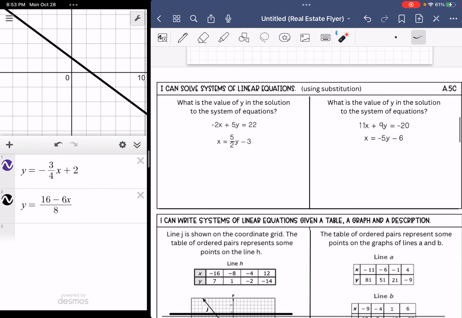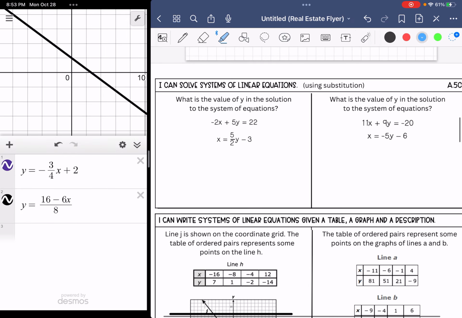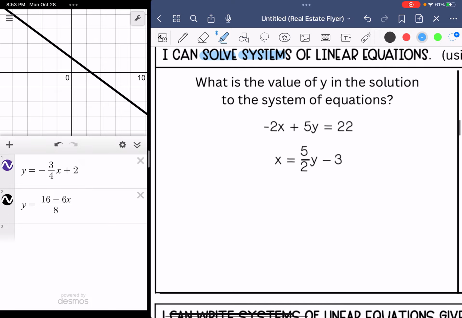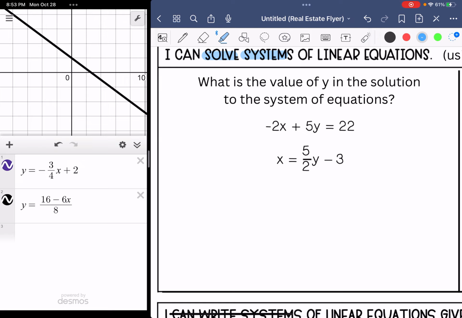The next section, there is one question on your test that looks like this. It says you can solve systems using substitution. So, with substitution, it's really, really good to use in this one specific case right here, and that is when one of your equations is already solved for x. We don't usually solve for x, so it's really good to switch it up and use this different way to solve it.